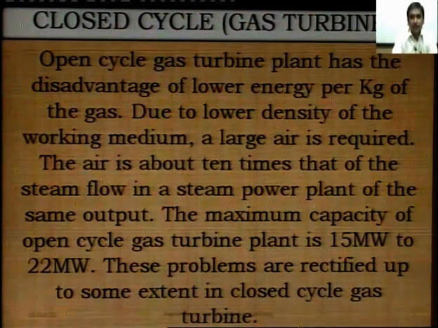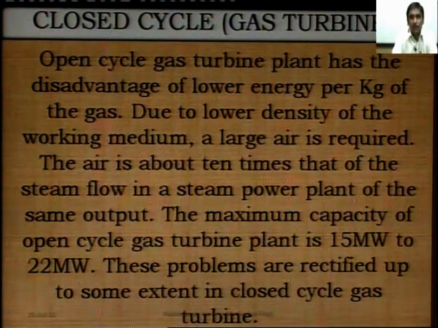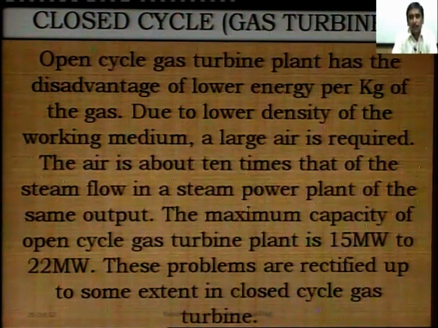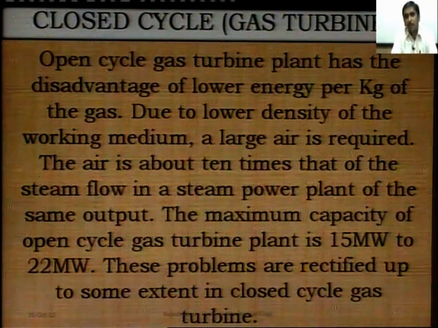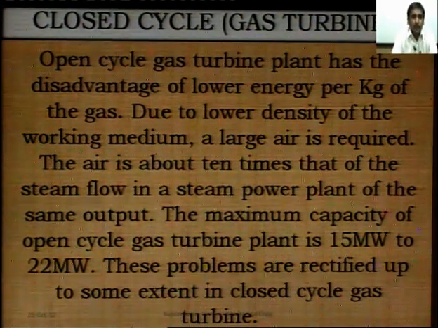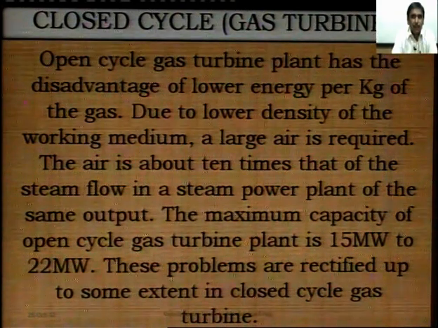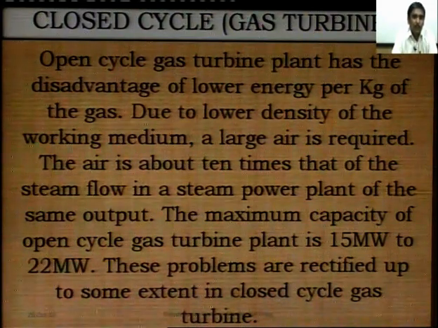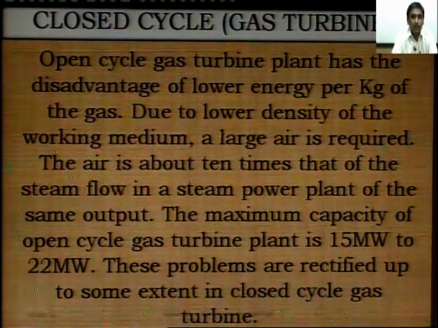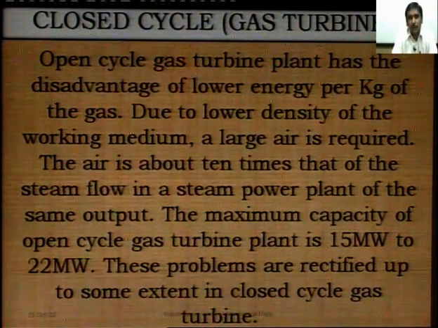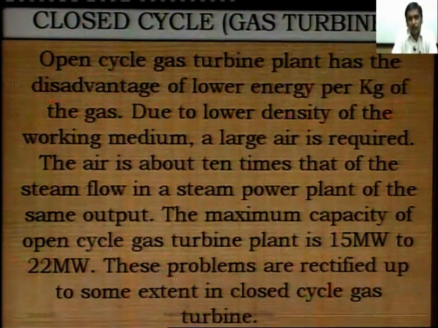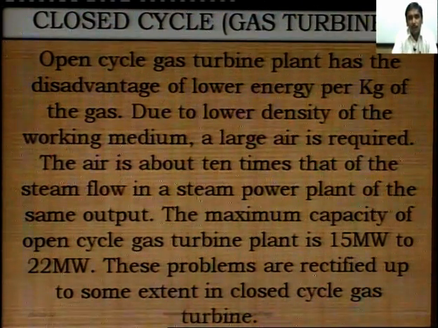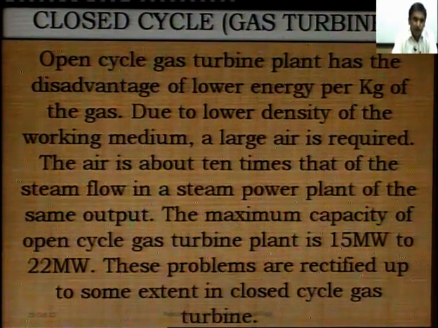Open cycle gas turbine plant has the disadvantage of lower energy per kg of the gas. Due to lower density of the working medium, a large amount of air is required. The air is about 10 times that of the steam flow in a steam power plant of the same output. The maximum capacity of open cycle gas turbine plant is 15 megawatt to 22 megawatt. These problems are rectified up to some extent in closed cycle gas turbines.